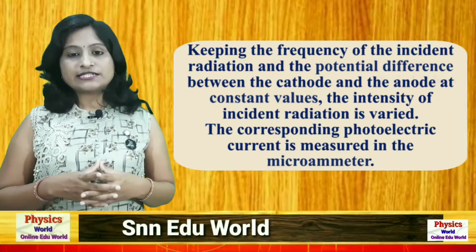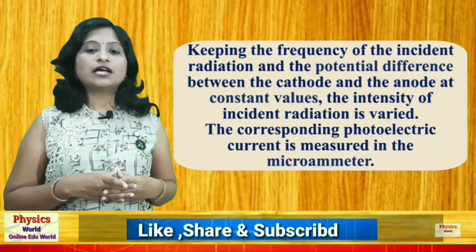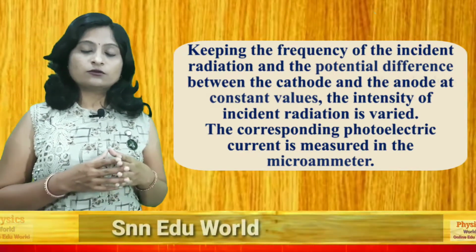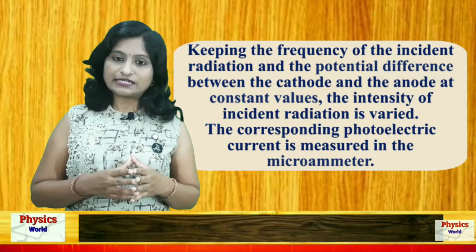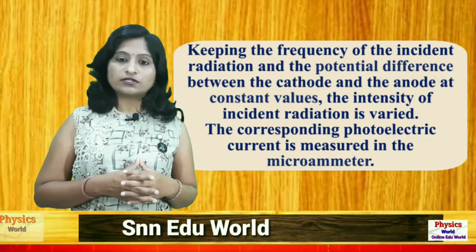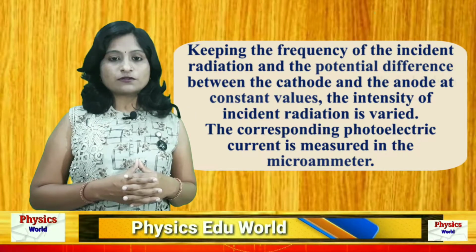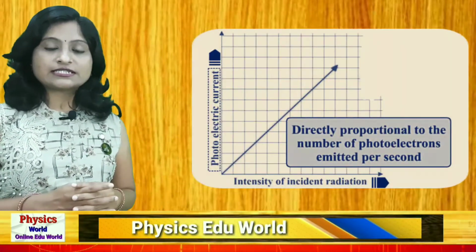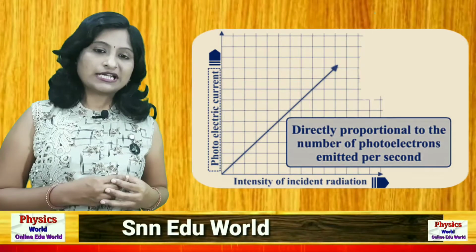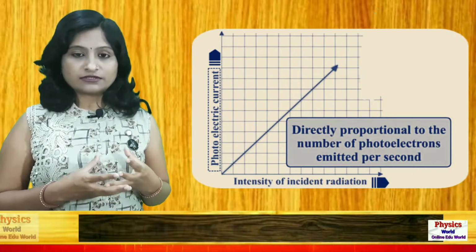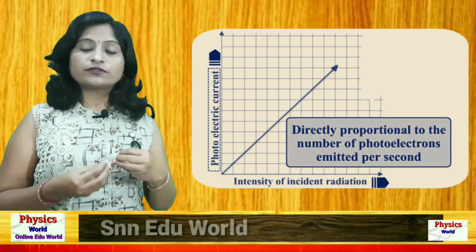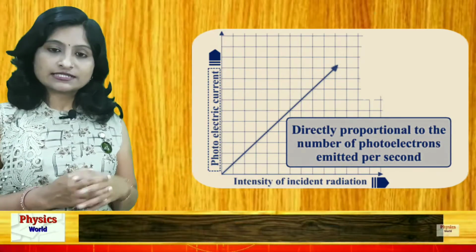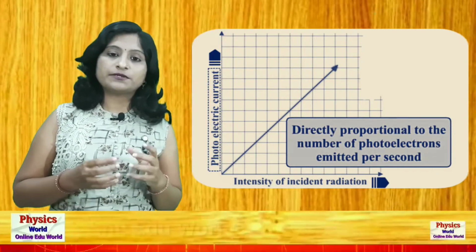Then we have to check the effect of intensity. That means we have to increase or decrease the intensity. So here we change the intensity value of the incident light and check the effect on the photoelectric current. We know that intensity is directly proportional to the number of photons. Intensity is dependent on the number of photons. If the number of photons is more, the light will be more intense. So if intensity is more, the number of photons emitted will be more.